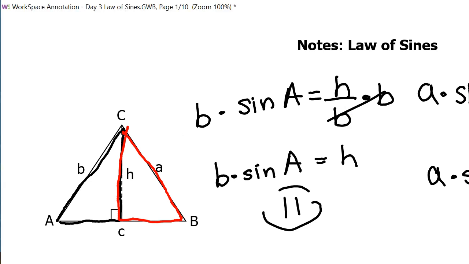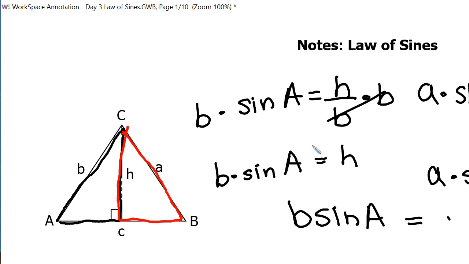Now what do you notice? Both of those equal H. So now we're going to use the transitive property. So if H equals B times the sine of A, and H also equals A times the sine of B, then those are equal. So set them equal. So this would be B times the sine of A is equal to A times the sine of B, and that's the transitive property.